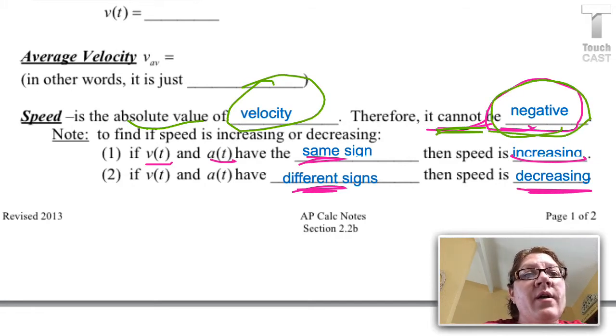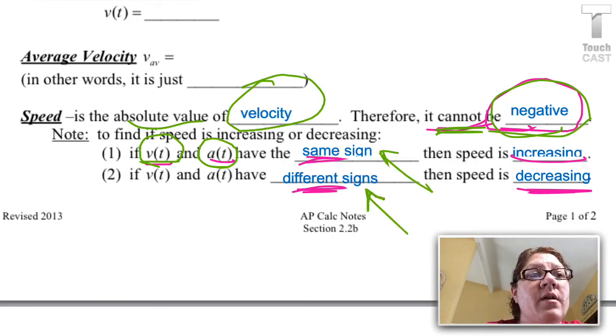And so when I want to figure out if speed is increasing or decreasing, I have to check both velocity and acceleration, and I have to check to see if their signs are the same or their signs are different. If they're the same, it means I'm increasing. If they're different, it means I'm decreasing.